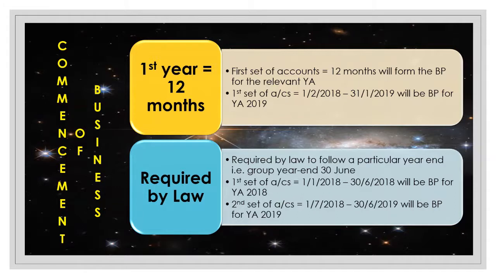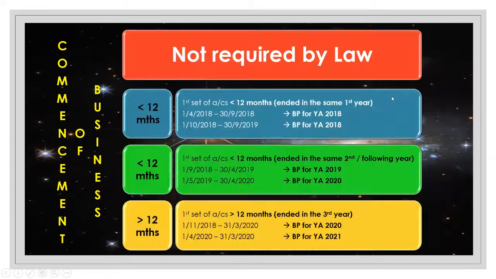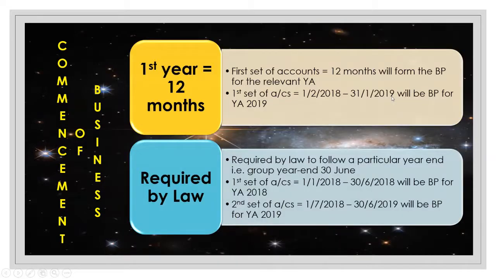So in other words, for YA 2019, your basis period will be equivalent to your first set of accounts, which is 1st February 2018 up until 31st January 2019. Meaning whatever income received within this period will be taxed in YA 2019.